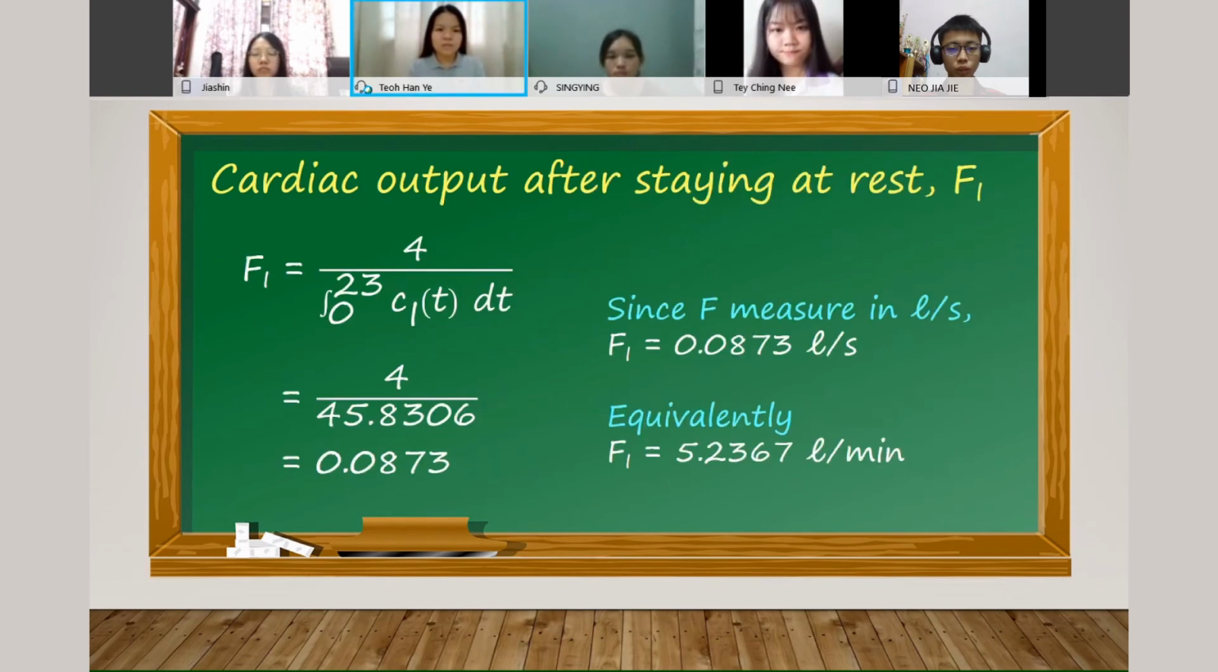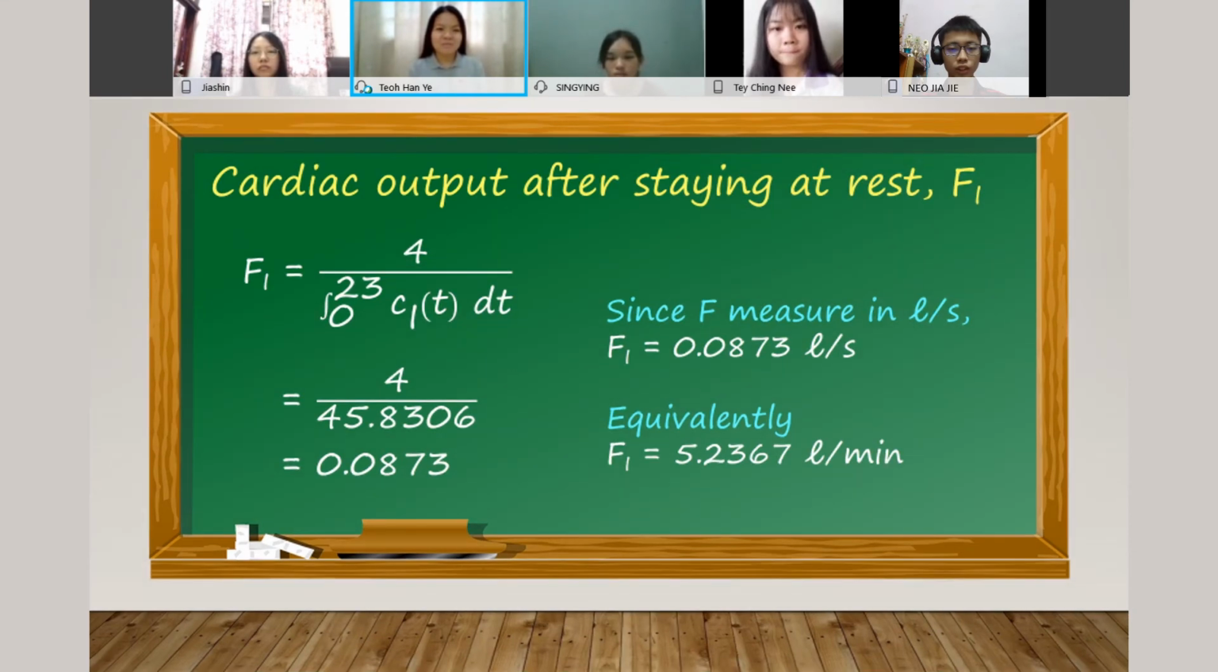Now we are able to calculate the cardiac output after staying at rest, which is calculated by dividing the amount of dye, which is 4 mg, by the integral of C1(t) from the previous section. We divide 4 by 45.8306 and we get a cardiac output of 0.0873 liters per second. By changing the unit of time, we get the cardiac output at rest to be 5.2367 liters per minute.